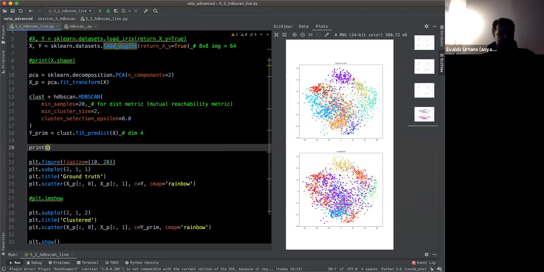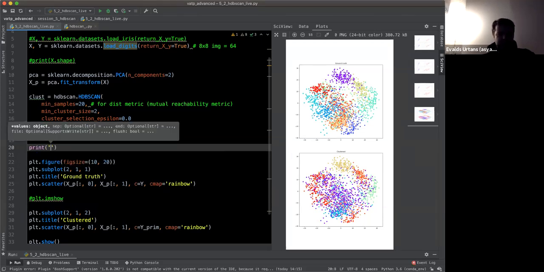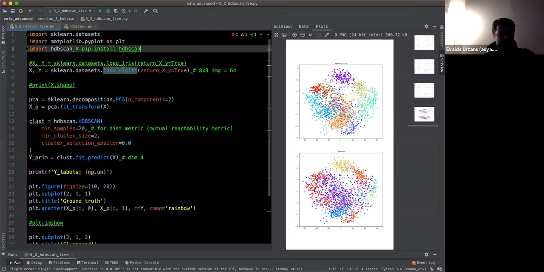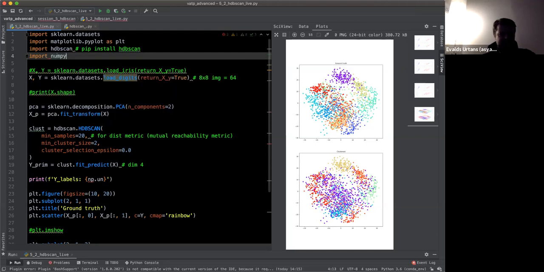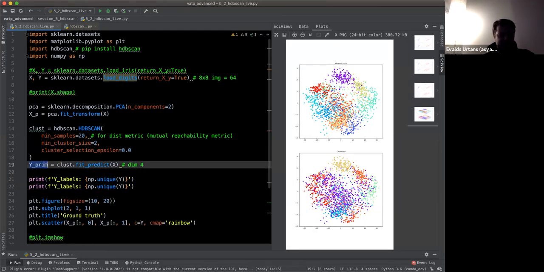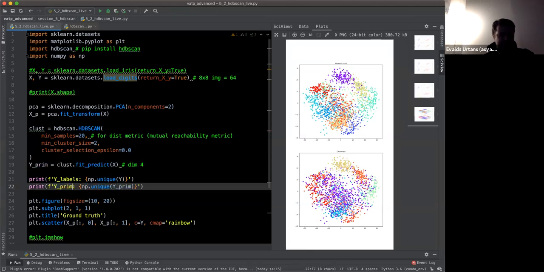We can print the Y labels, and this can be obtained by np.unique. Oh man, I did not import numpy. You should always import numpy, even if you work with PyTorch or other libraries. The unique is basically the same as doing the list and then the set in Python. So these will be how many labels are unique here and how many labels are unique here.